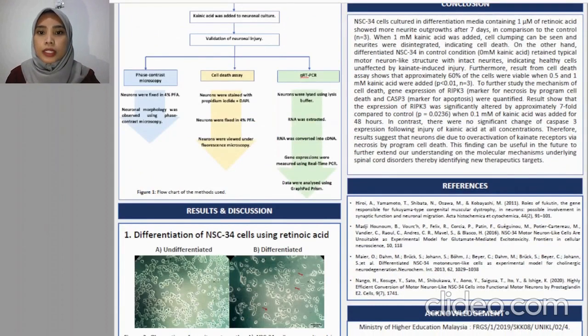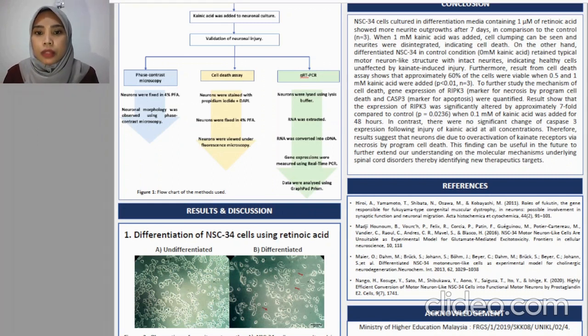In conclusion, NSC34 cells cultured in differentiation media containing 1 micromolar of retinoic acid show more neural outgrowth after 7 days in comparison to the control. When 1 millimolar of kainic acid was added, cell clumping can be seen and neurites were disintegrated. This indicates cell death. On the other hand, the differentiated NSC34 in control condition retain typical motor neuron-like structure with intact neurites, which indicates the healthy cells were unaffected by kainate-induced injury.